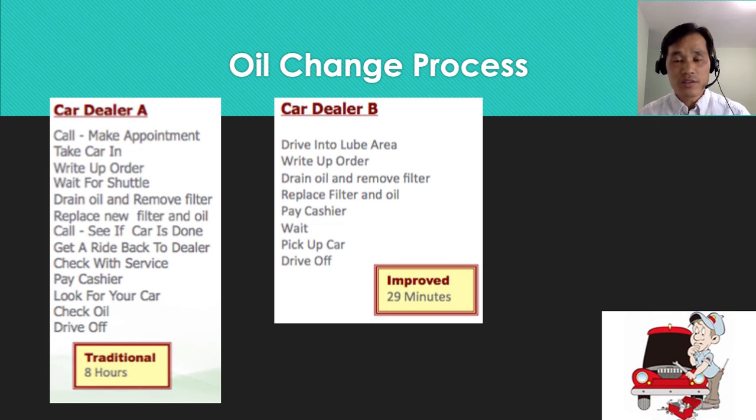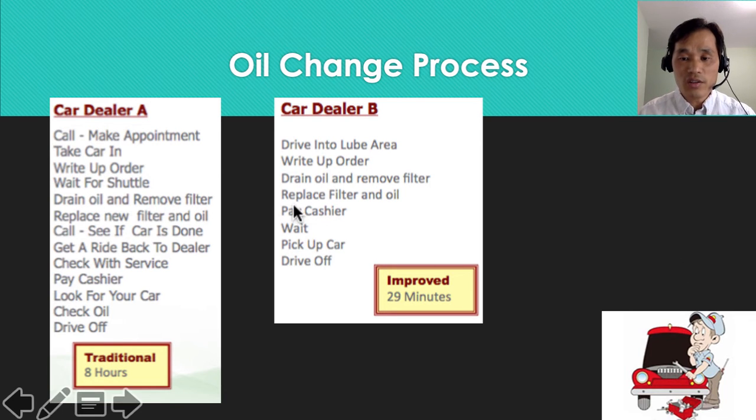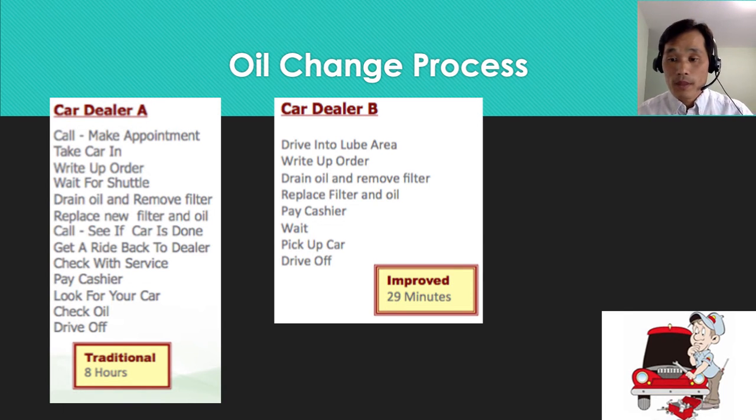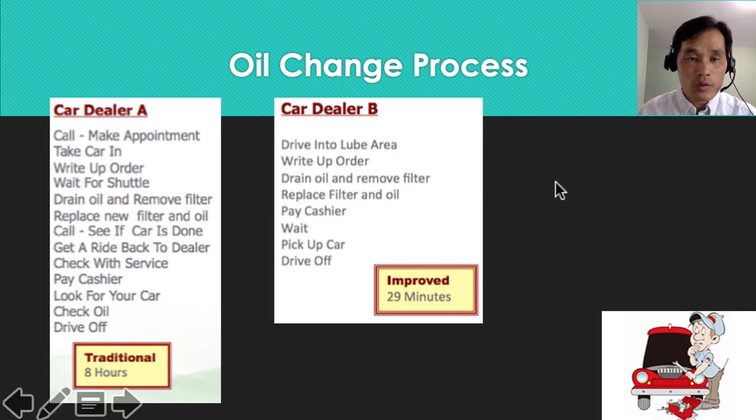Car dealer B understands this limitation, analyzed the existing process, and proposed a simpler process. In this process, instead of dropping off the car, the dealer allowed the customer to drive into a loop area and instantly write up an order and have the oil change done promptly on the spot, like a zippy loop. The job is done quite promptly. From 8 hours of work, the work time or throughput time was reduced to 30 minutes.